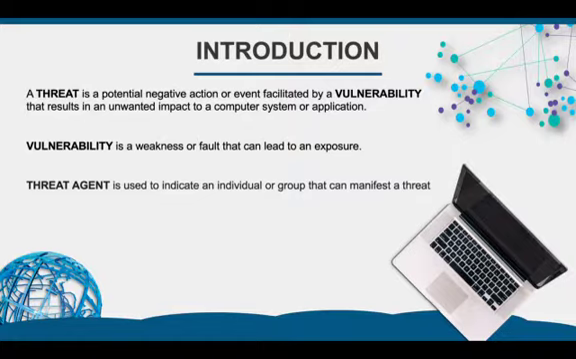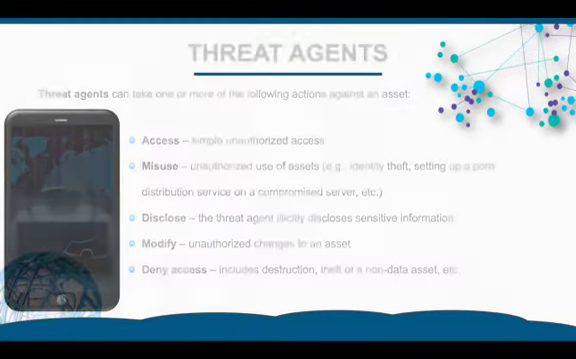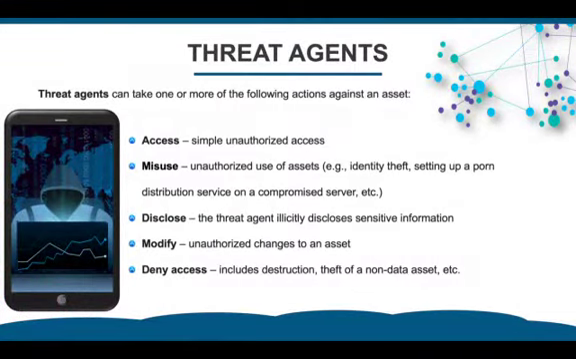A vulnerability is a weakness or fault that can lead to exposure, and a threat agent is used to indicate an individual or group that can manifest a threat. Now let's come to the threat agent that we just talked about. The threat agent can take one or more forms of the following actions against an asset. The threat agent, like we said, could be an entity, a person, or an object. These are the actions they can perform.